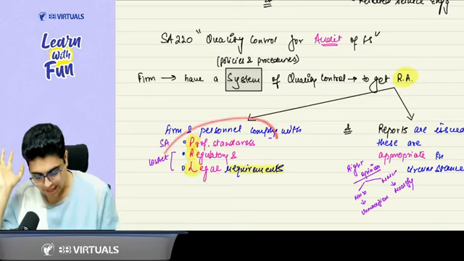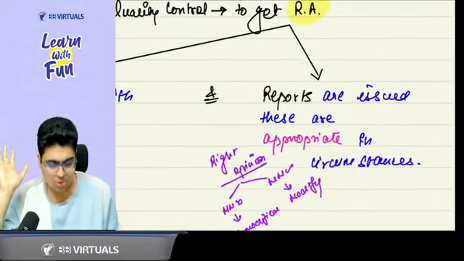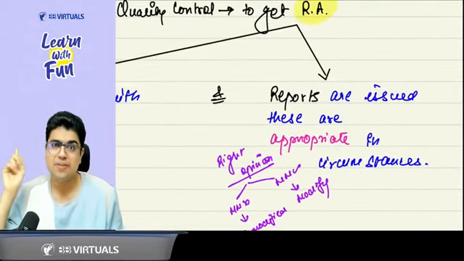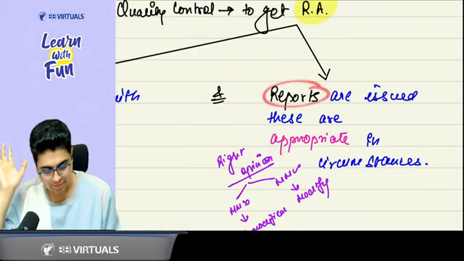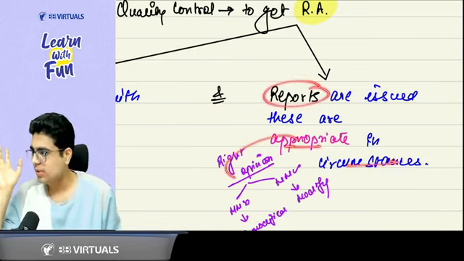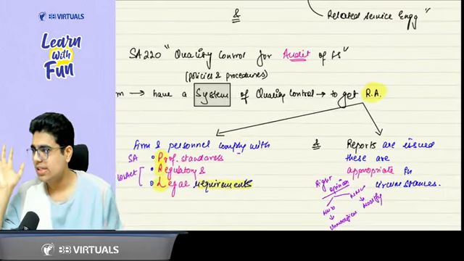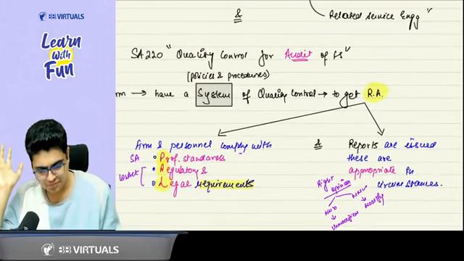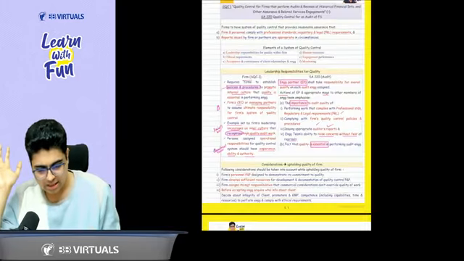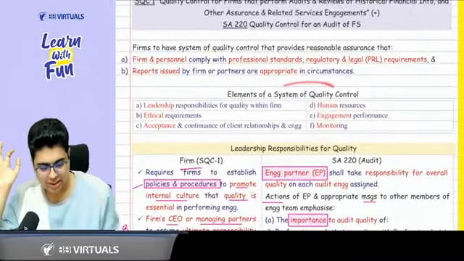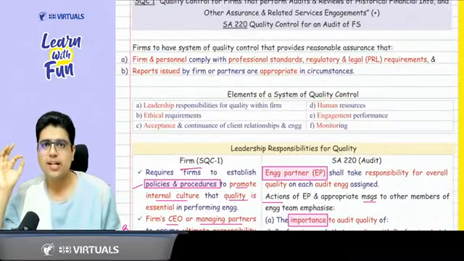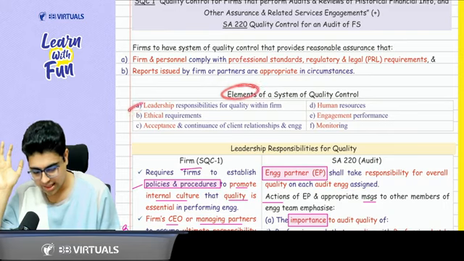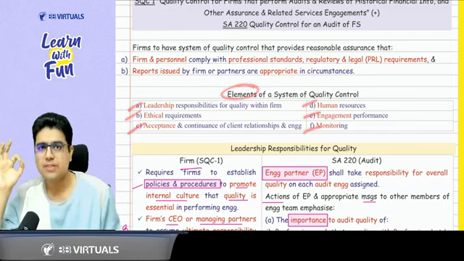When you comply with the PRL requirements, do you think the report will be bad or good? Sir, it will be very good. That is, the report will be appropriate in the circumstances. You will give the right opinion. So this is the objective of SQC-1. Now, you discussed the system of quality control. In the system of quality control, what elements are covered? There are 6 elements, and we are going to cover these 6 elements.